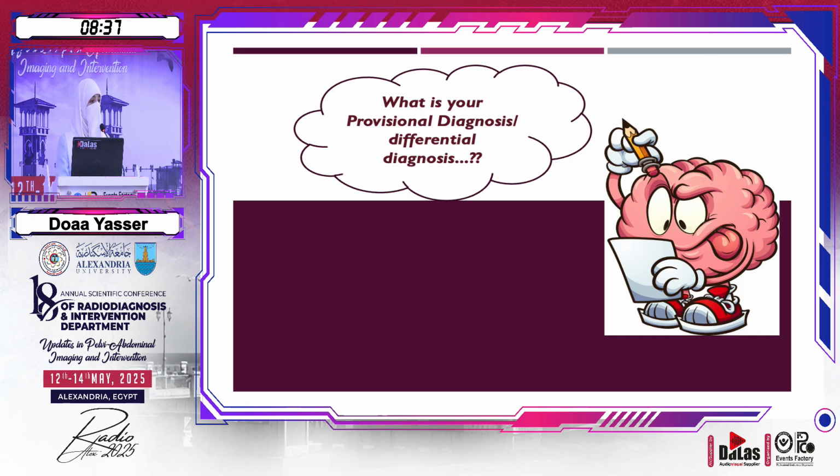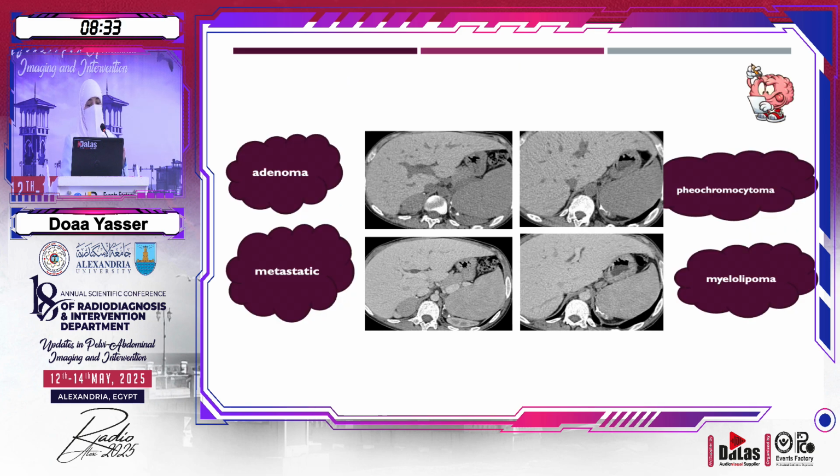Let's have some brainstorming. What do you think about the differential diagnosis? Are they incidentalomas or adenomas for being incidentally discovered? Of course, that is easily ruled out by the dimension of the lesions. They are more than 3 centimeters, and they have low washout, so this is easily excluded.